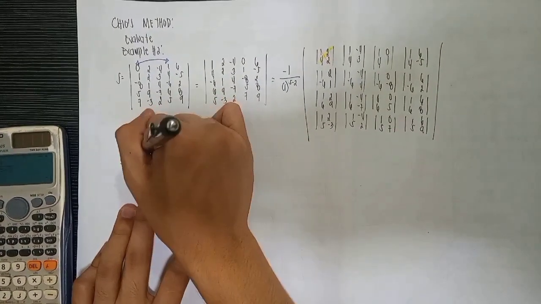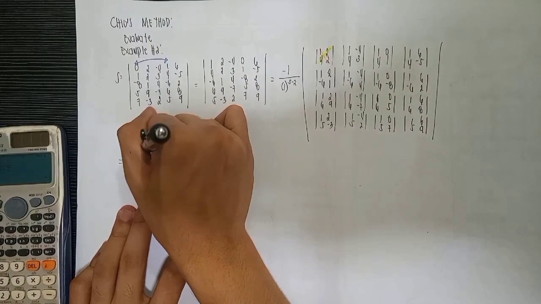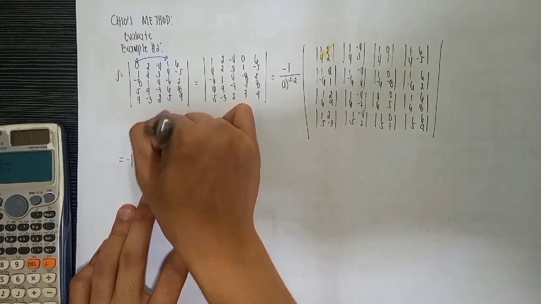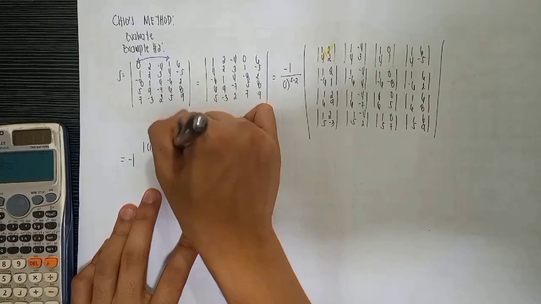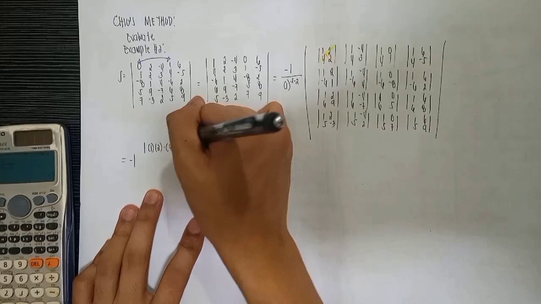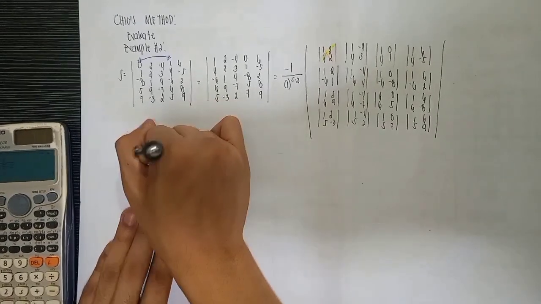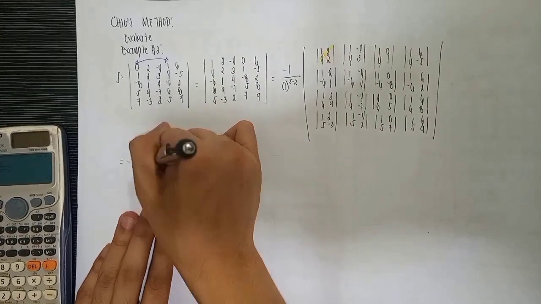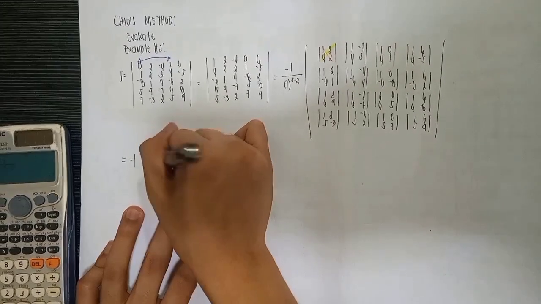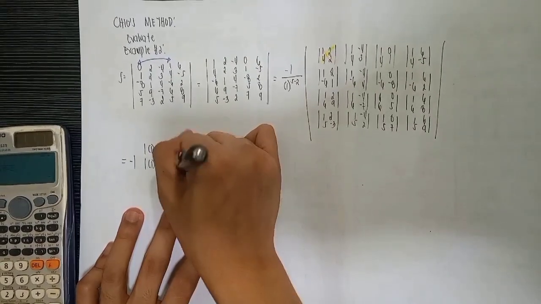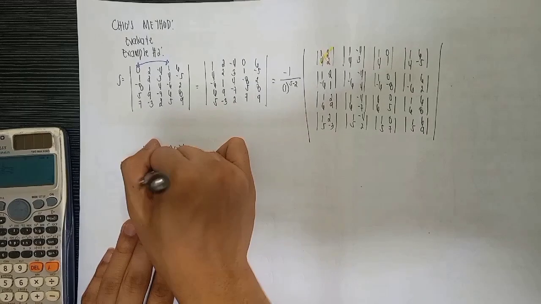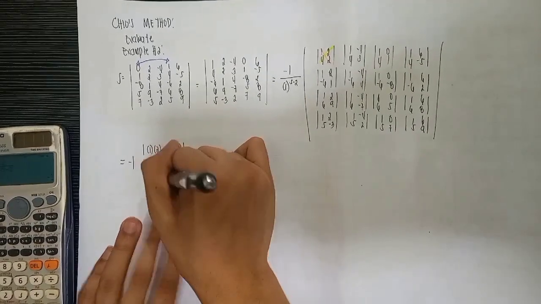After that, we need to find out the minor. For instance, 1 multiplied by 2 minus 4 multiplied by 2, then 1 multiplied by 3 minus 4 multiplied by 4. Also 1 multiplied by 1 minus 4 multiplied by 0, and 1 multiplied by negative 5 minus 4 multiplied by 6. Same process for the next rows.